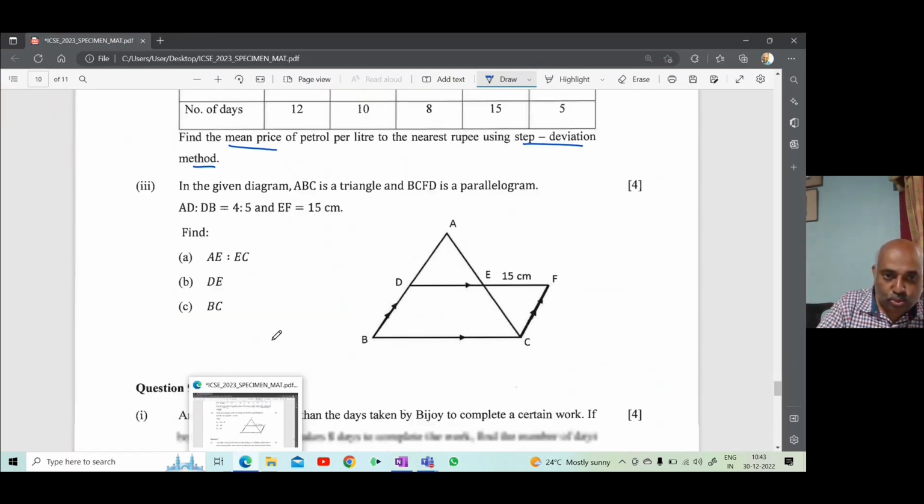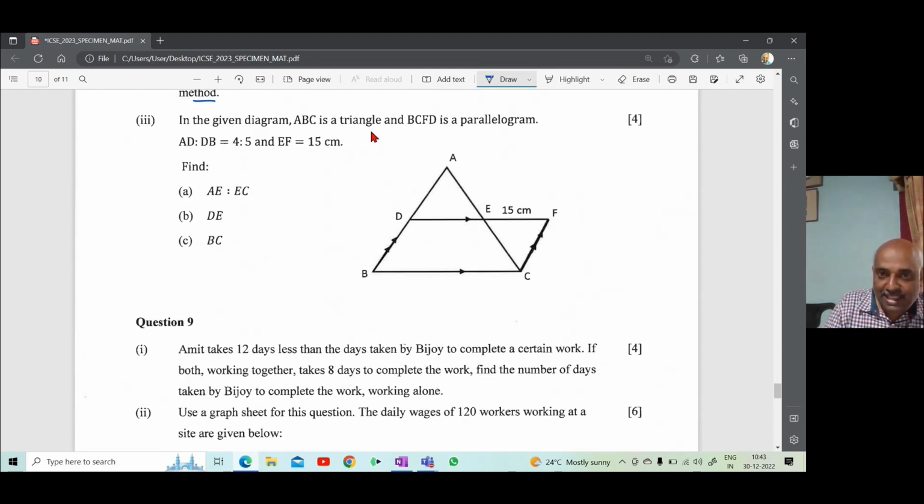Now, moving on to the next one, in the given diagram, ABC is a triangle and BCFT is a parallelogram. You know, in a parallelogram, opposite sides are parallel and equal. So this side is equal to this side is equal to this side, and the opposite angles are also equal. In the given figure, ABC is a triangle and this is a parallelogram. AD over DB. So AD is 4 and BD is 5. So I know what is AB. AB will be 9.